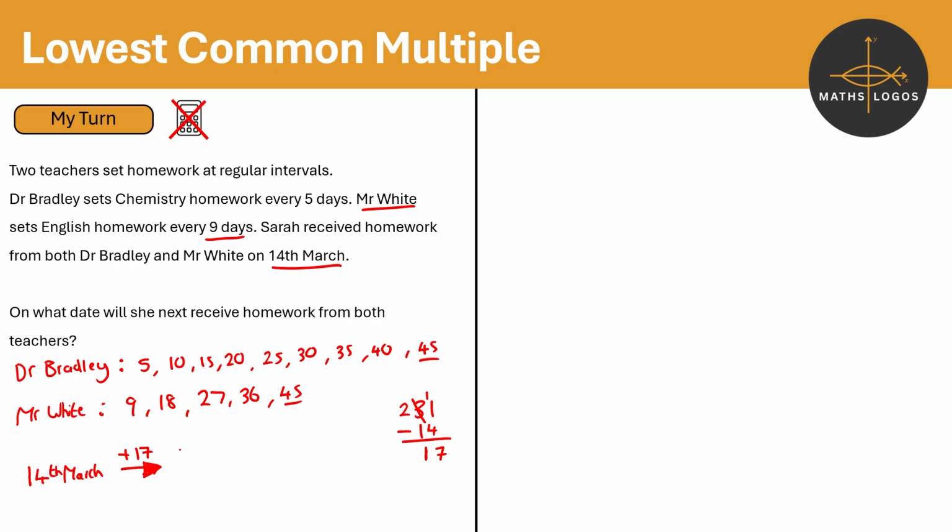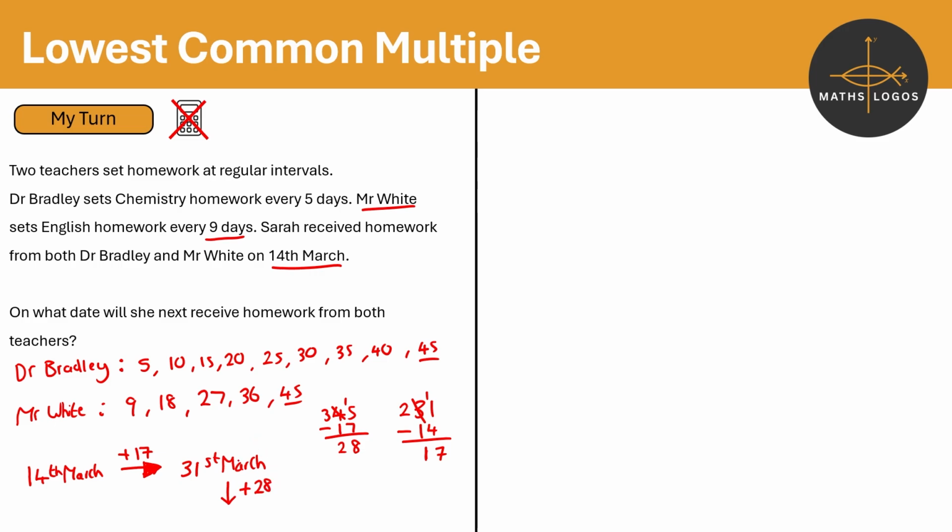We'll add on those 17 days, and that would take us to the 31st of March. And remember, we want to go 45 days. We'll see how many more days we need to go. So we'll take 45, take away the 17 we've already used up, and I'll do that column subtraction really quickly. So that gives me 28 more days. I'll take the 31st of March, and then I'll add on 28 days.